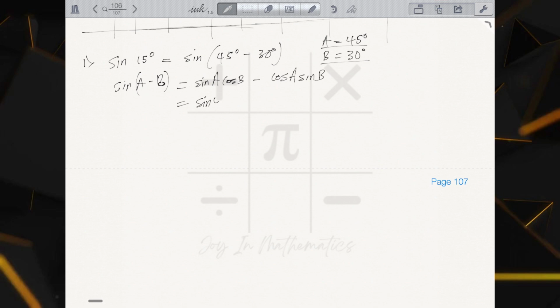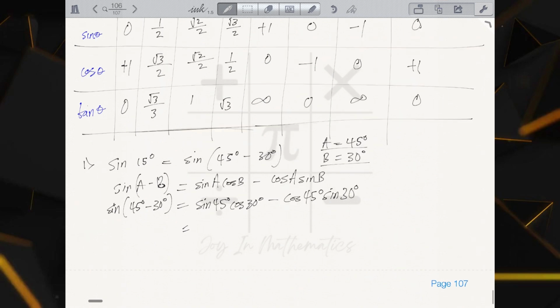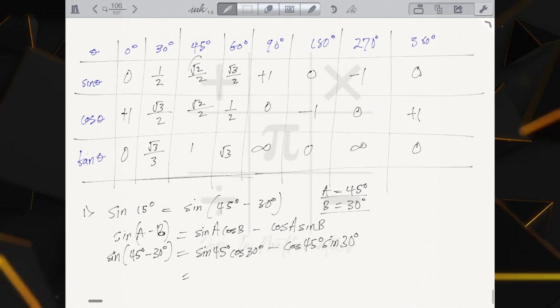So we have sine 45 degrees cos 30 degrees minus cos 45 degrees sine 30 degrees. Let's find the values. Sine 45 degrees is root 2 over 2. Cosine 45 degrees is also root 2 over 2. Sine 30 degrees is 1 over 2, and cos 30 degrees is root 3 over 2.